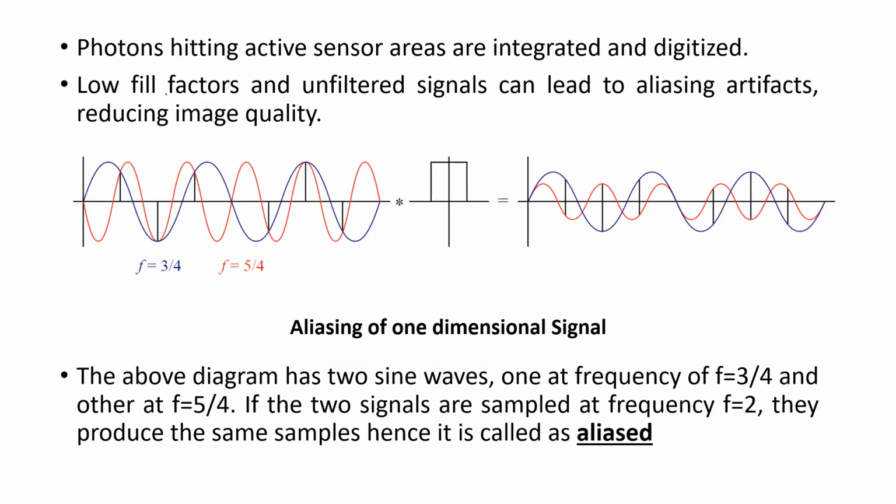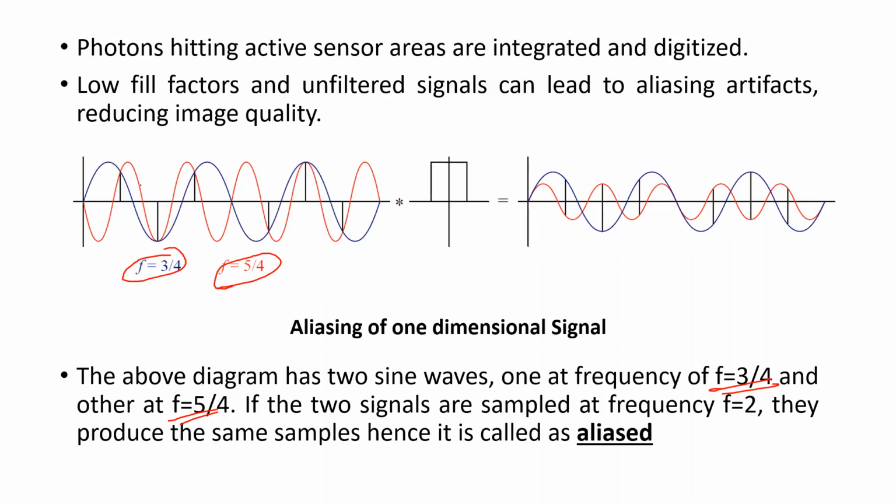Okay, so here we have represented a few signals, right? The above diagram represents two sine waves, one at frequency f equal to 3/4 and the other at frequency f equal to 5/4. The blue wave represents the frequency 3/4 and the 5/4 is represented in the red wave.